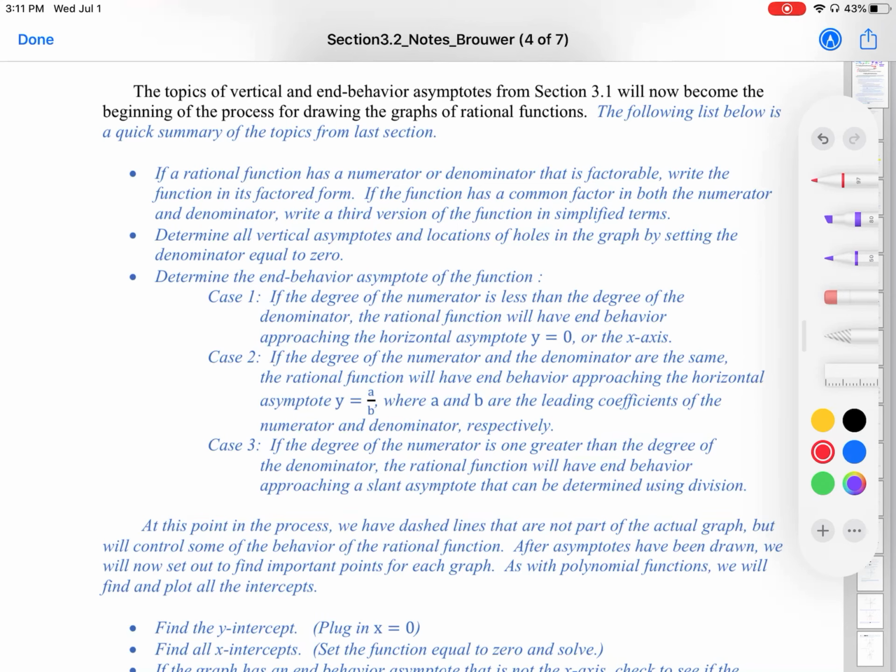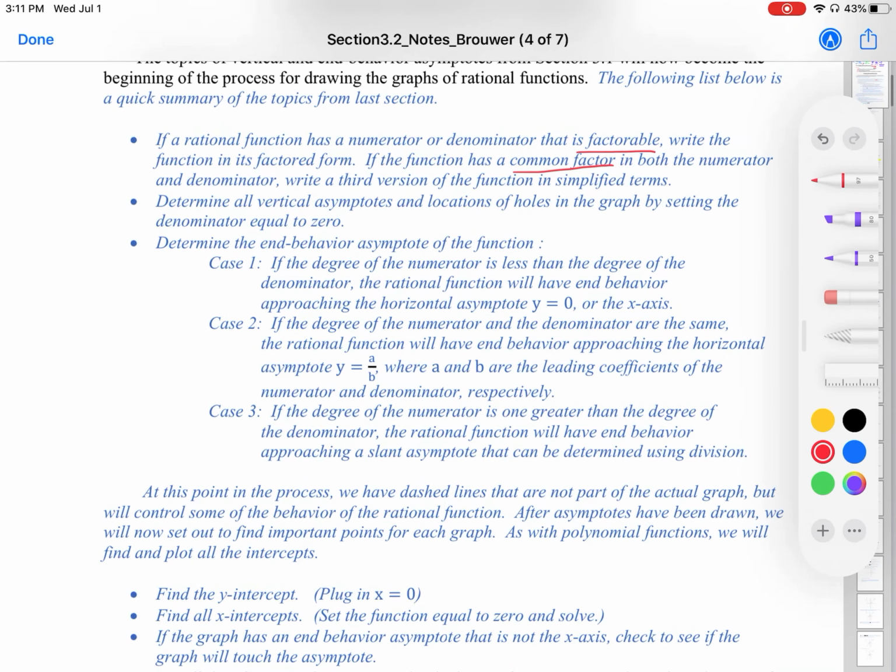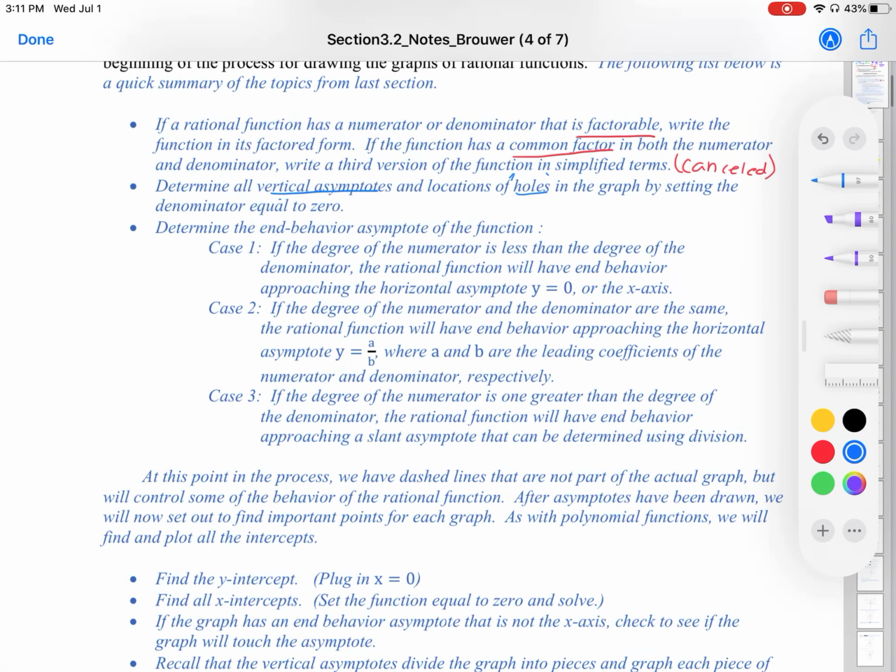A rational function has a numerator and denominator that's factorable. Write the function in factored form. If the function has a common factor in both the numerator and the denominator, write a third version of the function that is simplified. So make sure you take off what's been canceled out. Determine the vertical asymptotes and the location of the holes in the graph by setting the denominator equal to 0. And holes, again, come from what's canceled off when you factored, if it was possible.